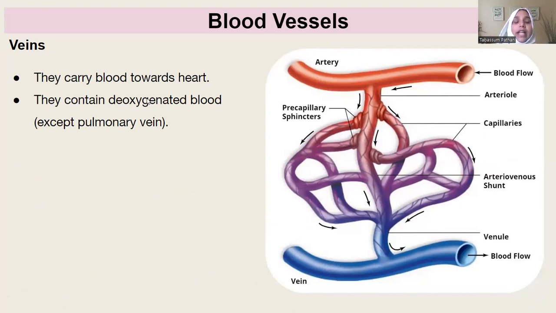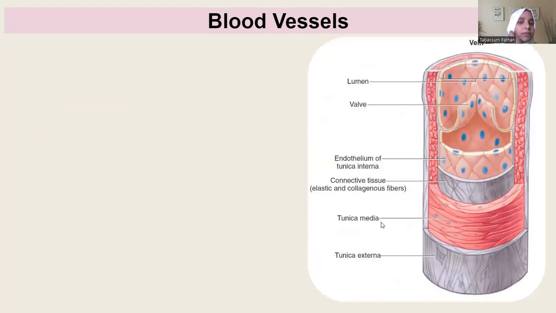They are carrying what? Deoxygenated blood. Okay, that is carbon dioxide rich blood, which will be brought to the lungs for oxygenation, except the pulmonary vein. Their smaller branches are known as venules. Smaller branches of arteries were known as arterioles. Smaller branches of veins are known as venules.